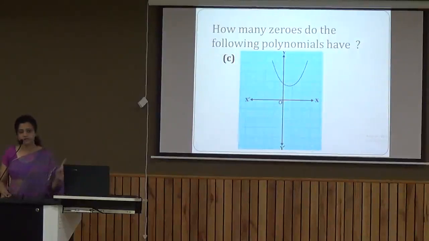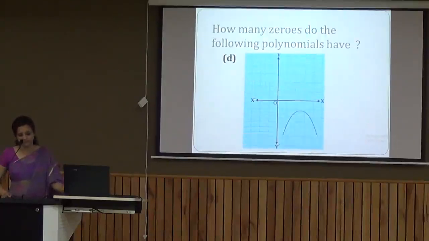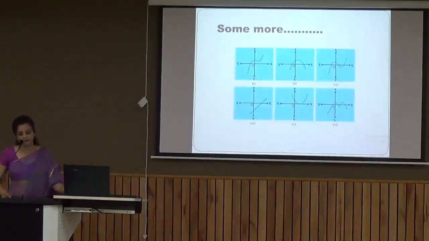Same way here, now this parabola, if you see, it is not intersecting the x-axis anywhere, right? So how many zeros? Yes, you got that right, no zero. Same way here, no zero. Now this gives me some more examples.